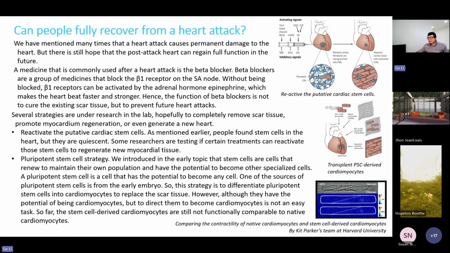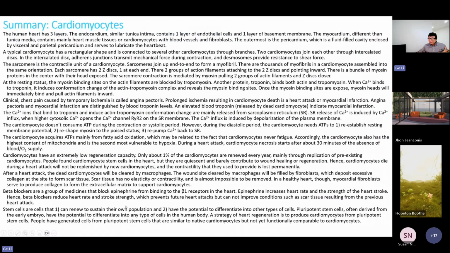And the problem is here, the darker color, the red color, means a stronger contraction. Currently, none of those cells that they acquire from stem cells is as strong as native cardiomyocytes. The upper panel is the native cardiomyocytes. The lower panel is the stem cell derived. It's not strong enough. There's still many things to work on. And so that's it.